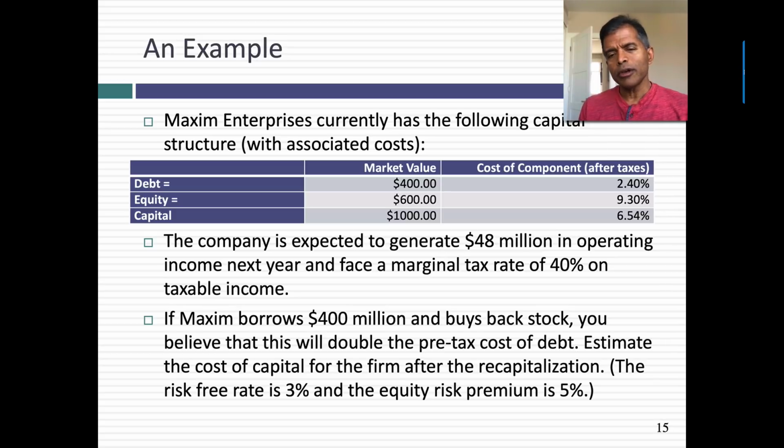It's a company where you're given the existing debt and equity, $400 million in debt, $600 million in equity, and the cost of each component. It's expected to generate $48 million in operating income next year and faces a marginal tax rate of 40% on income. So here's the question. If you borrow $400 million and buy back stocks, it's a recapitalization. You believe you will double the pre-tax cost of debt. Estimate the cost of capital after the recap. You're given again the risk-free rate and the equity risk premium.